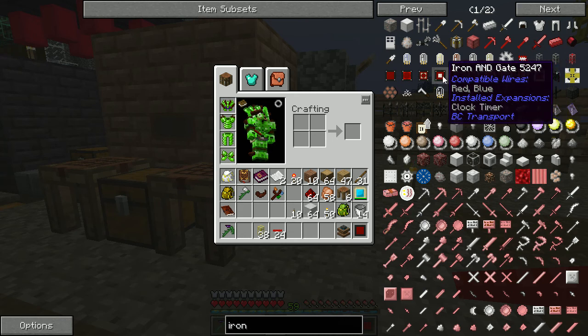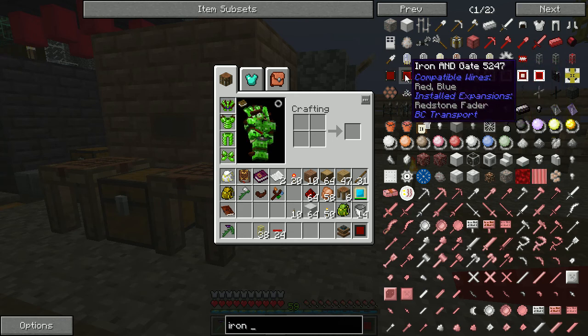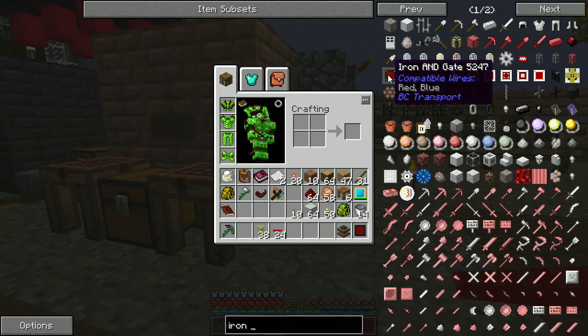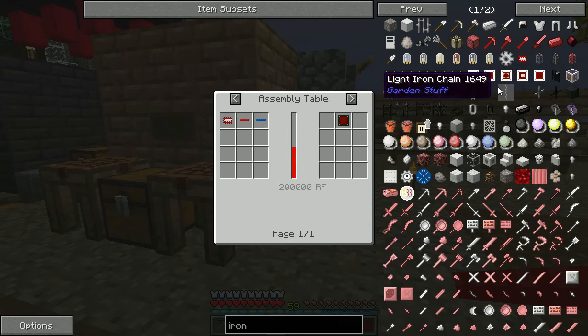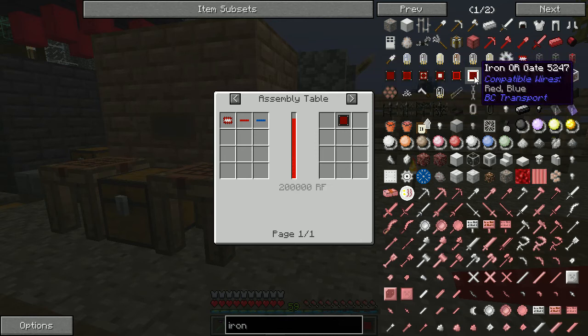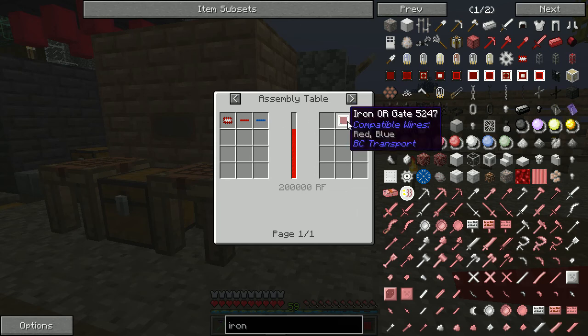So, Tartic redstone fader. I think this is just the basic one. And as you can see, it is made with a red wire and a blue pipe wire and an iron chipset. This one is basically the exact same thing. You just choose which one you want.